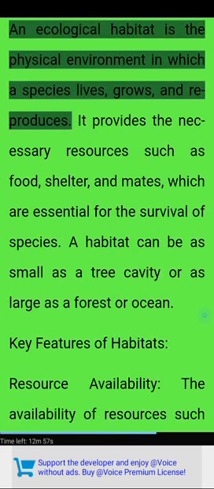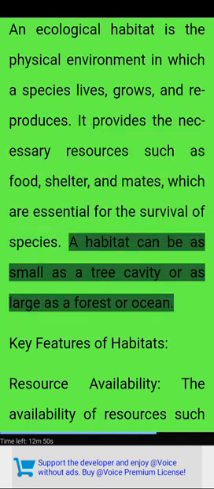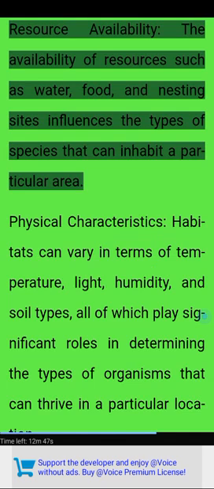An ecological habitat is a physical environment in which a species lives, grows, and reproduces. It provides the necessary resources such as food, shelter, and mates, which are essential for the survival of species. A habitat can be as small as a tree cavity or as large as a forest or ocean. Key features of habitats. Resource availability. The availability of resources such as water, food, and nesting sites influences the types of species that can inhabit a particular area.